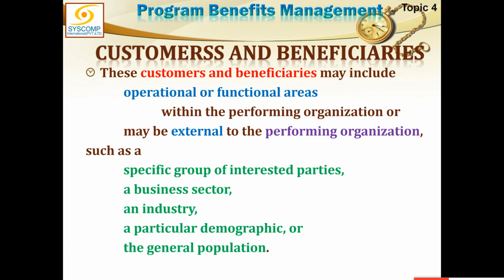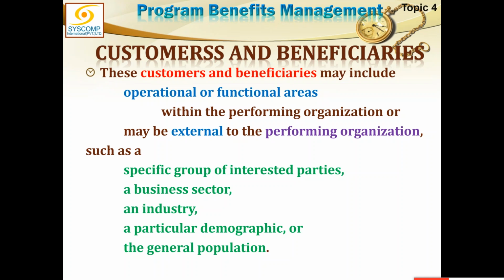Customers and beneficiaries. These customers and beneficiaries may include the operational or functional areas within the performing organization or may be external to the performing organization. And external, I have been giving you the example of the ultimate beneficiary, which is a customer, or internally, we can have our own organization taking advantage, or the benefit being utilized by the own organization, such as a specific group of interested parties.